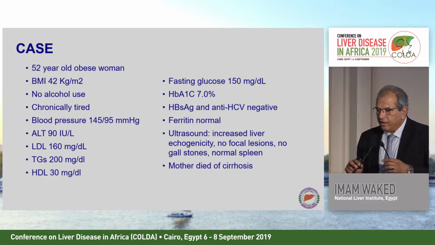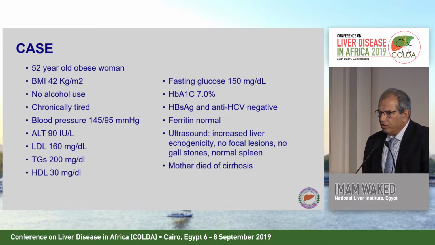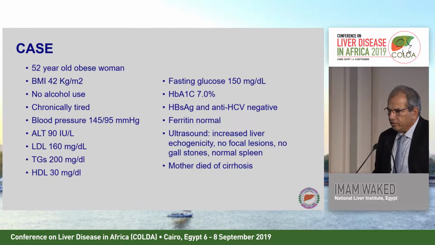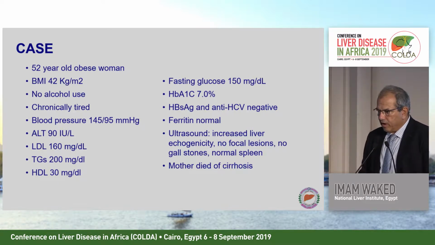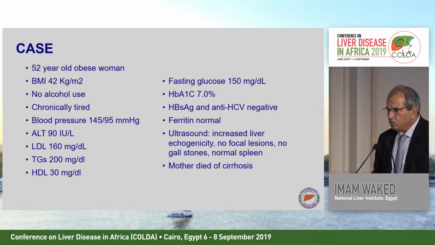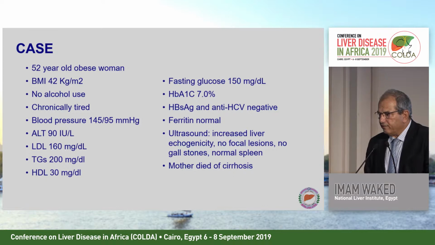Okay, we go to the case presentation. I'm going to present a case of a 52-year-old obese lady. Her body mass index is 42. She did not use alcohol. She's chronically tired. Her blood pressure is high, 145/95. ALT is high. The LDL is 160. Triglycerides 200. The HDL is low at 30 milligrams. Her fasting glucose is 150. The A1C is 7%. She is negative for hepatitis B and hepatitis C. The ferritin is normal. The ultrasound showed increased liver echogenicity, no focal lesions, no gallstones, normal spleen size. And her mother had died of cirrhosis.